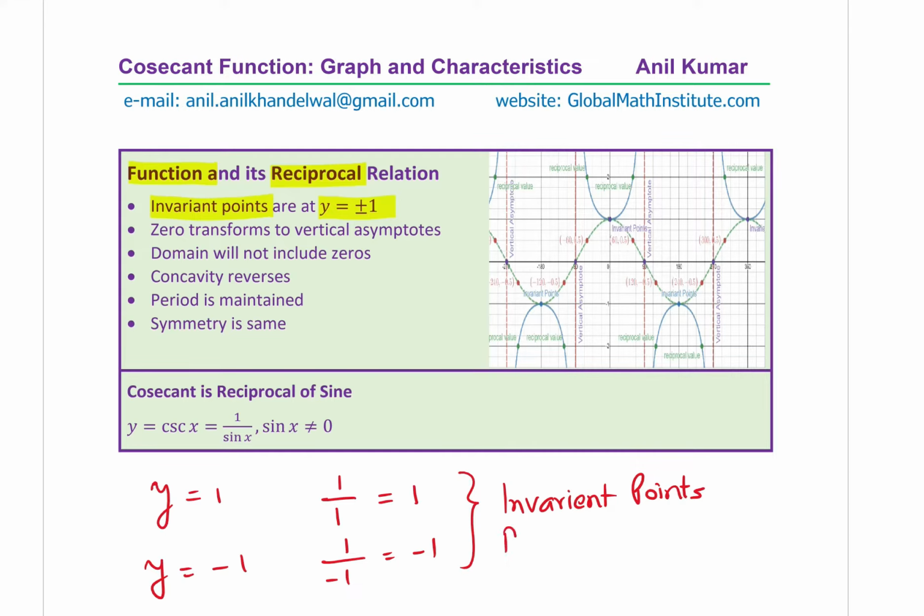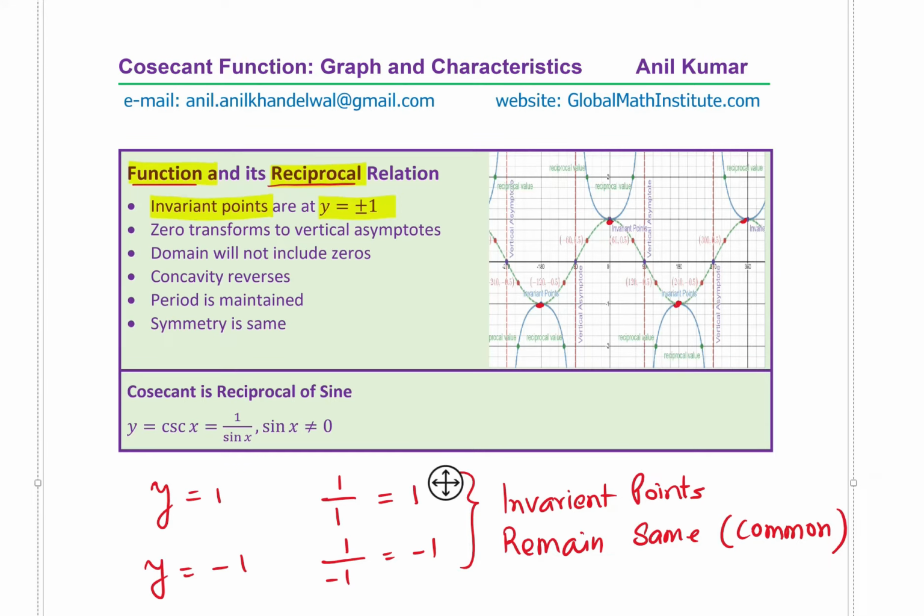They remain same, or you can say common points, on both the function and its reciprocal. That's the whole idea, right? So we know these are the invariant points. If you consider sine and cosecant, well, plus and minus 1 values of sine and cosecant functions, these are the common points, right?